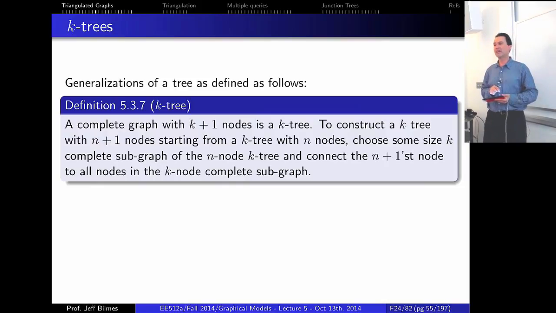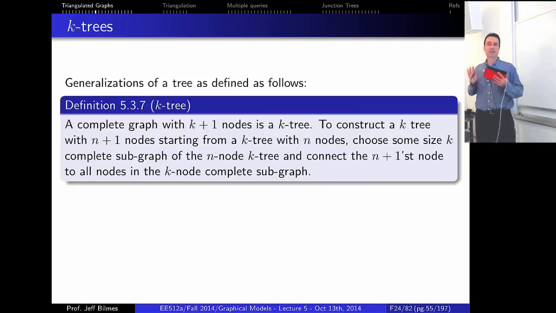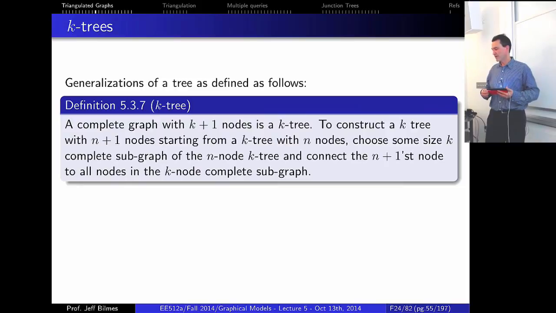Raise your hand if you've heard of a K-tree. A K-tree is a really important graph theoretic construct that anybody who is interested in machine learning and graphical models should be aware of. Basically, a K-tree is a generalization of a tree. First of all, a regular old tree is really just a 1-tree, so K is equal to 1.